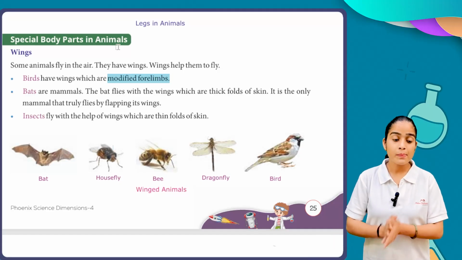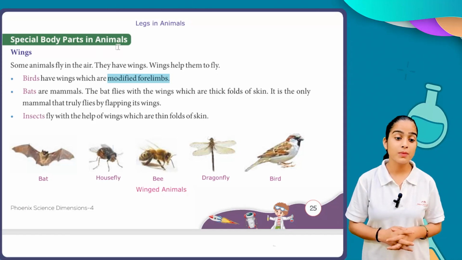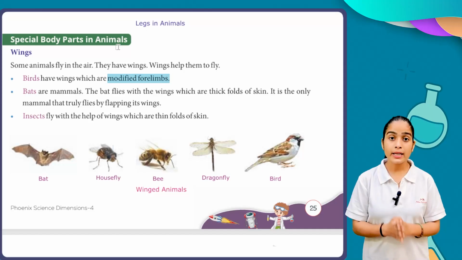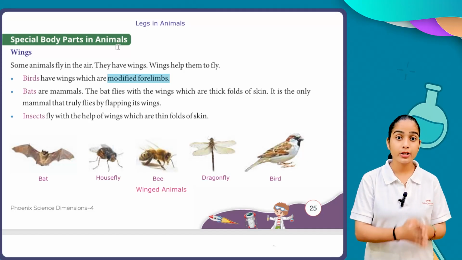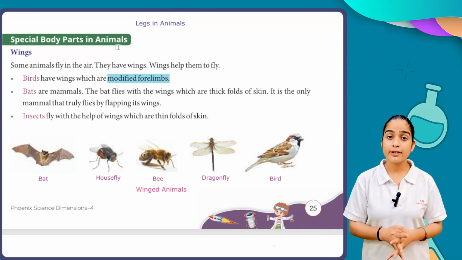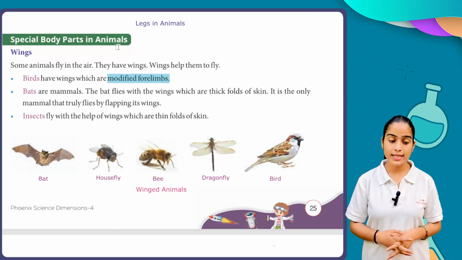So what we see here, bats are mammals. The bat flies with wings which are thick folds of skin. It is the only mammal that truly flies by flapping its wings. So the bat is a rare case, because a bat is basically a mammal and it can fly, and with the flapping of its thick wings it can truly fly in the air.